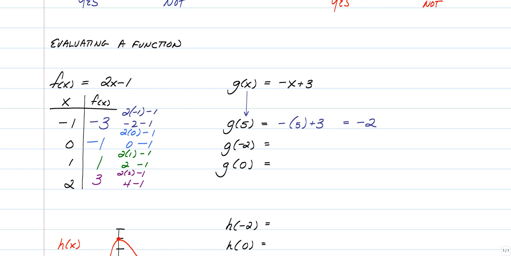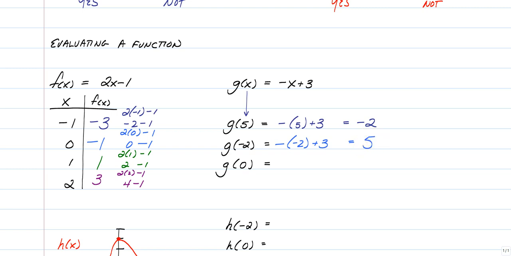So g of -2, that one might have tricked you because remember I told you when you substitute you should use parentheses. So the negative is already here, but then our x value is a -2. And then we have plus 3. So a -2 is actually a +2 plus 3. You should have 5 for that one.